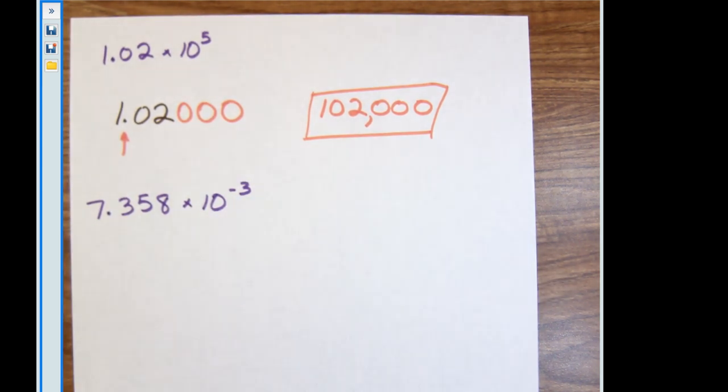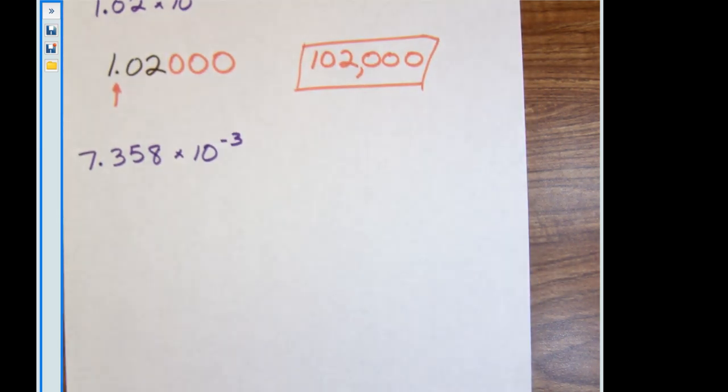Is this number, when I'm done writing this and it's in standard form, going to be a big one or a small one? Yeah, a small one. How do you know? Right, the negative exponent means it's going to get smaller. So the decimal is going to move to the left. Good.